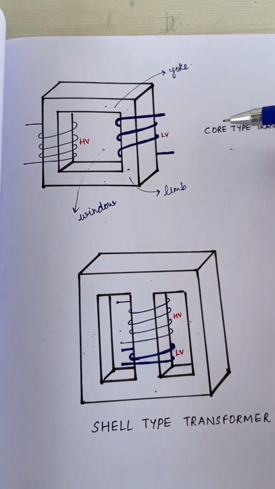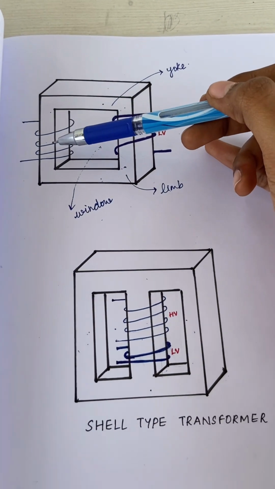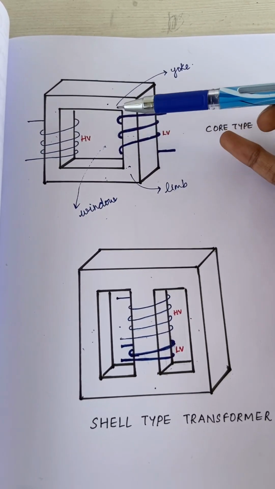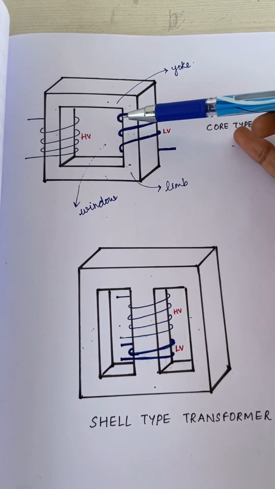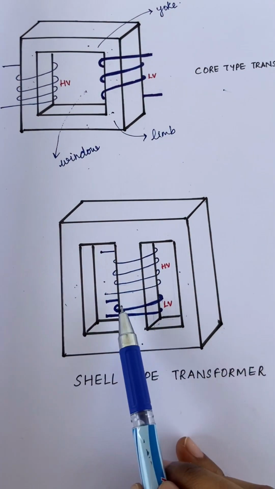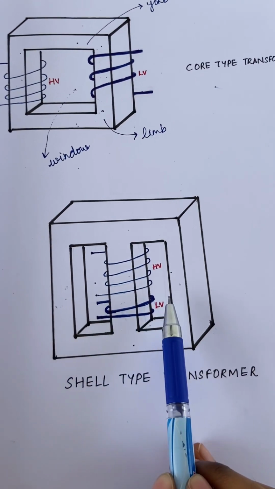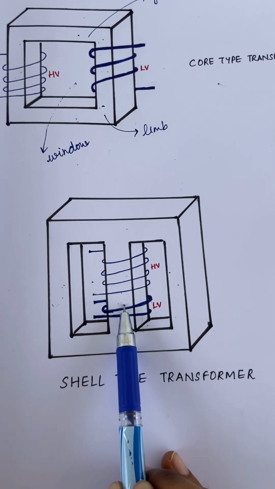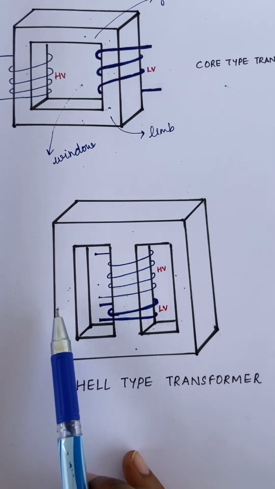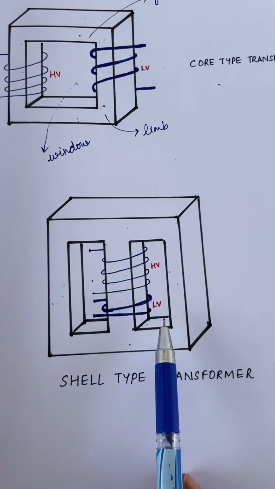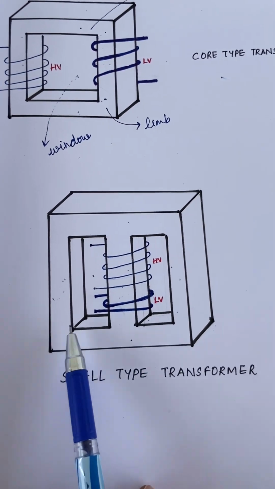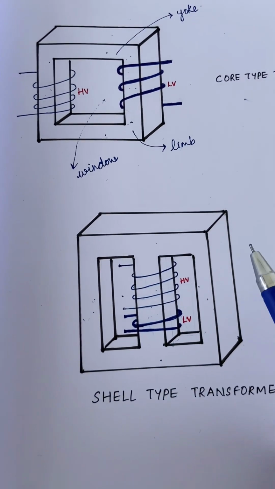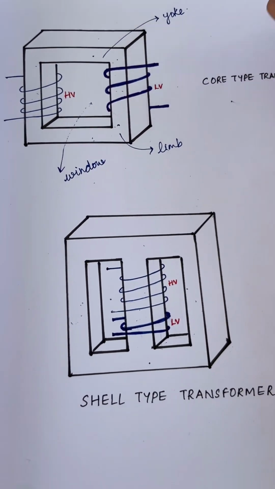So here in the core type transformer, both limbs are provided with the winding. So both the limbs have the windings here. But here, as there are three limbs, 1, 2, 3, only the central limb will be provided with the winding. The other two limbs are just cores, they have no windings around them. And next comes the important point, the concentric windings.